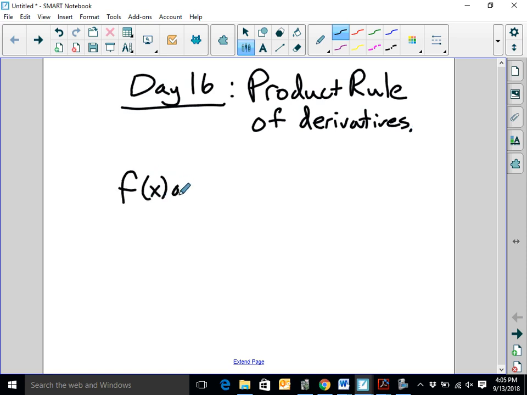So here we have two functions, f of x and g of x. We're just using general terms here. The AP test writers want to make sure that you know this in general form and how to apply it to specific functions like x times sine x or something like that. So if we have two functions, f of x times g of x, and we're going to do the derivative of them, I'm going to do the derivative of the whole thing here.